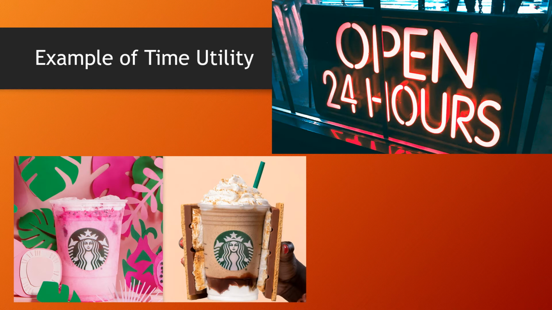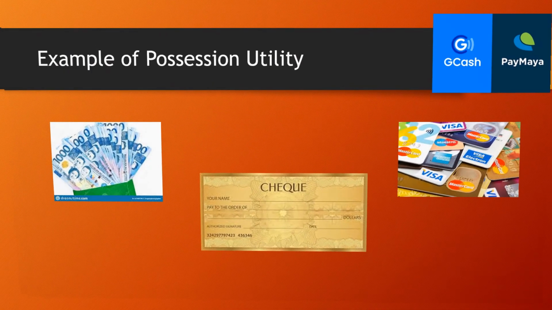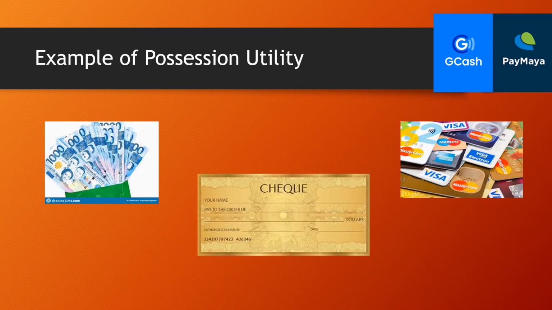Lastly, we're going to discuss possession. Possession utility refers to ensuring that customers have full possession of the products or services at the right time. For example, marketers facilitate fast payment processing and delivery in purchasing items. Nowadays, if we wanted to purchase items, we can just pay through GCash or PayMaya. If you wanted to book your online appointment, you would need to pay through PayMaya, and you may also use your credit card or debit card. You may also use a check, or you may use cash.